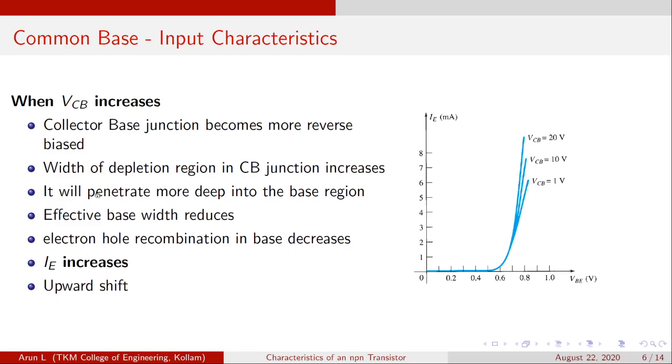So this particular point, when we reverse bias the collector base junction, the depletion region is penetrating more deep into the base region. That effect is known as Early effect or base width modulation.